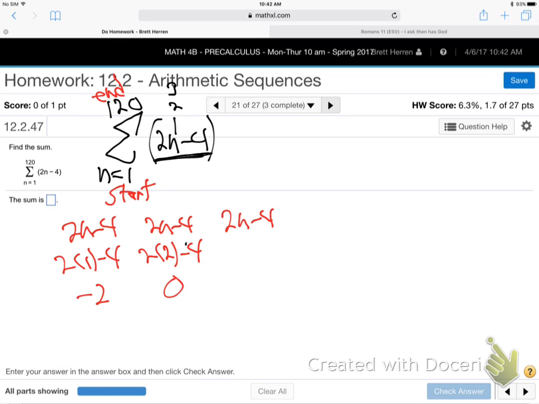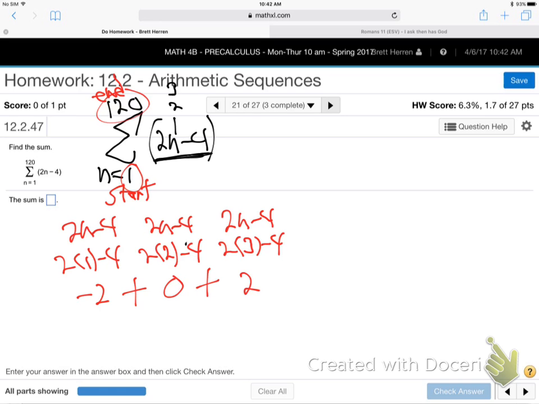Take 2n minus 4, plug in 3, is that 2? Am I going too quick? See what I'm doing? I'm taking the 2n minus 4 formula every time, and I'm plugging in 1, plugging in 2, plugging in 3, because that's what that big Greek symbol is telling me to do. It's saying start at 1, go all the way to 120. Plug in 1, plug in 2, plug in 3, plug in 4, and add them.